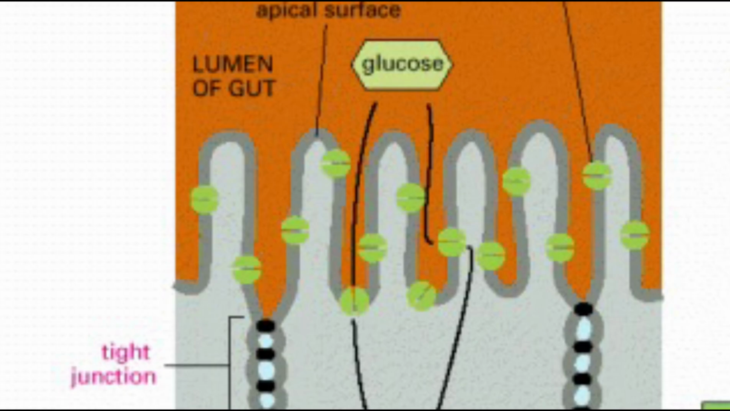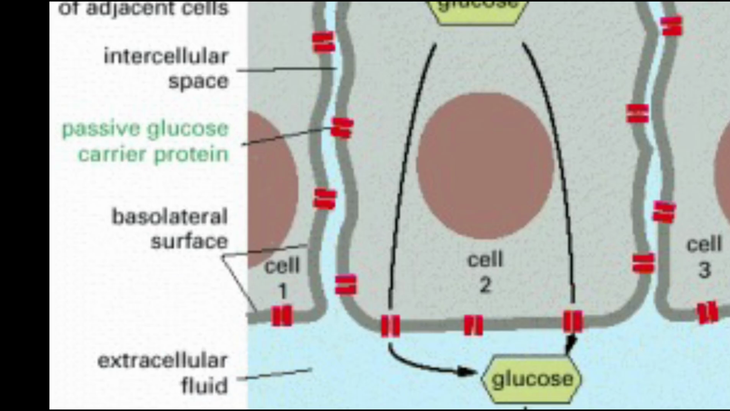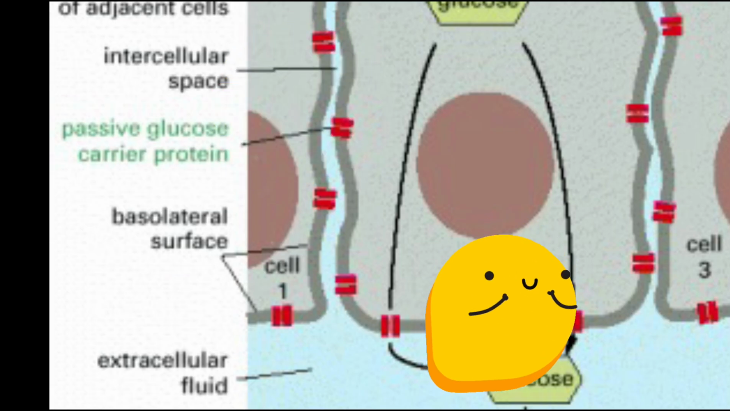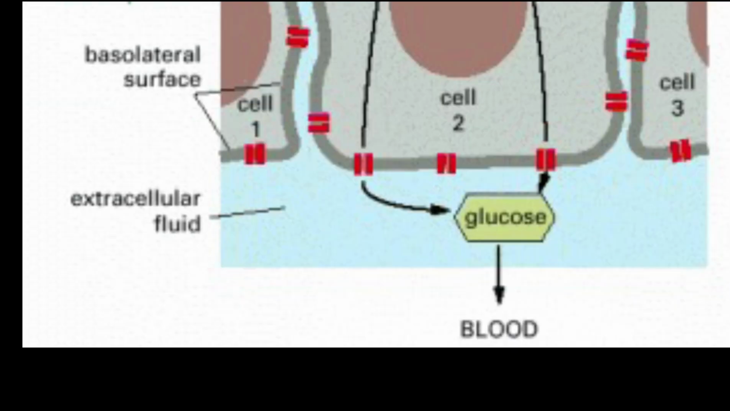Then in the cytoplasm of the epithelial cell, glucose accumulates inside the cell. It creates a high intracellular glucose concentration. Then there is a basolateral membrane which is facing the blood. It has a passive glucose carrier protein which facilitates the diffusion, and the glucose is transported down its concentration gradient into the blood and no energy is needed. So this is passive transport. This protein is located on the basolateral surface.